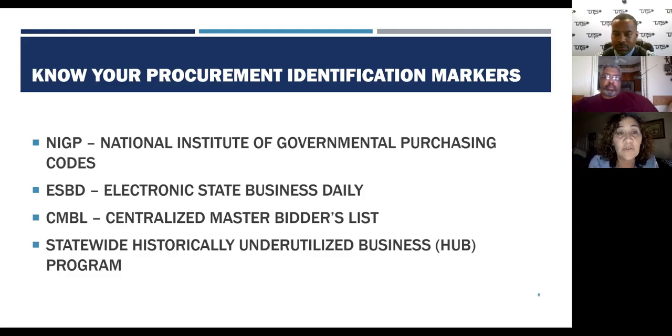Some purchasers will include the HUB directory and some will only use the centralized master bidders list. The HUB programs within the agencies and universities will supplement those notifications, and they tend to use only the HUB directory list. So we'll come back to all of this at the very end when we talk more about certification. But these are very important tools in your toolbox if you want to do business with the state of Texas. So let's go to the next slide.